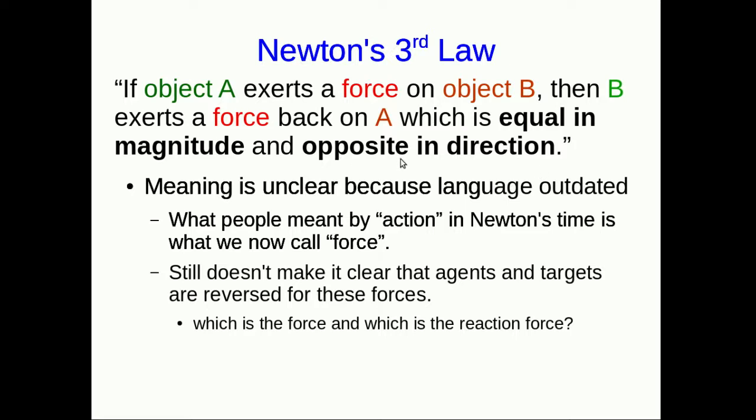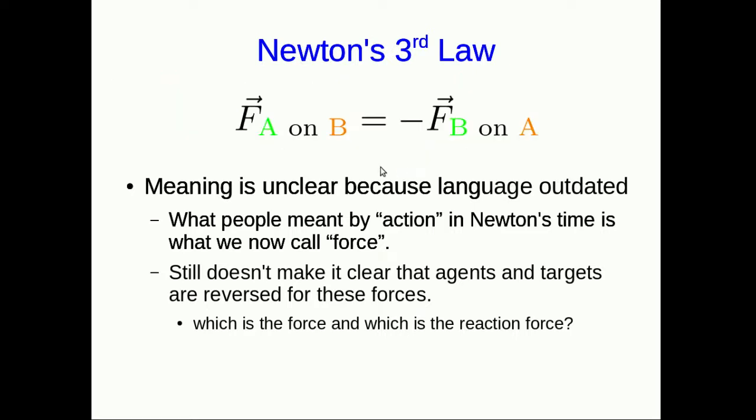Well, that doesn't roll off the tongue quite as nicely as Newton's original statement. If you want a nice, brief, pithy statement, you go to the mathematical one like this. And now it's clear the force that A exerts on B is of the same magnitude as the force that B exerts on A, and this negative sign is saying that the force vectors point in opposite directions.